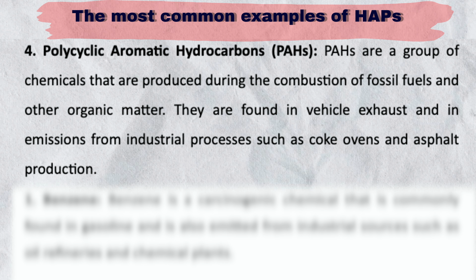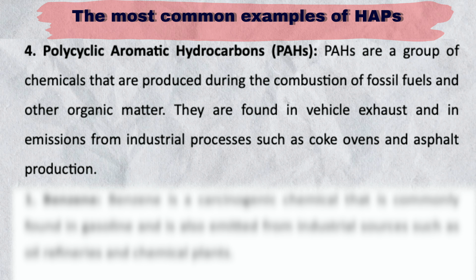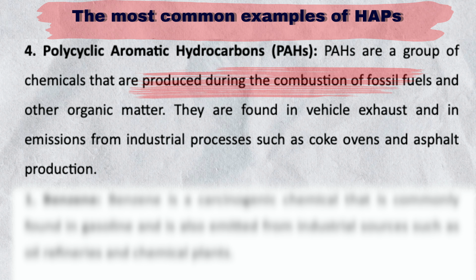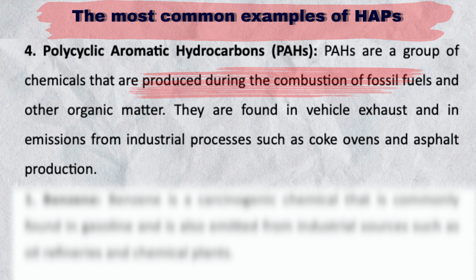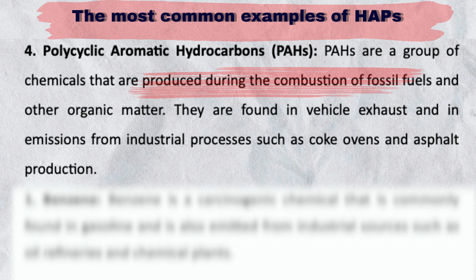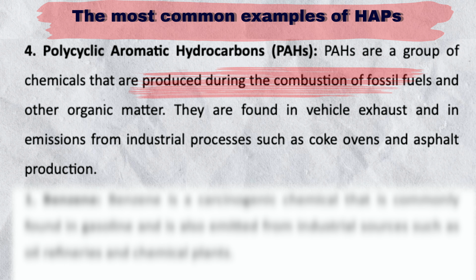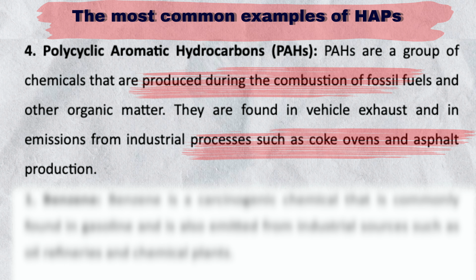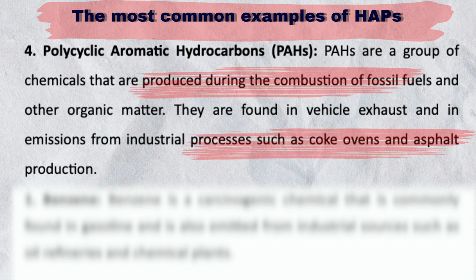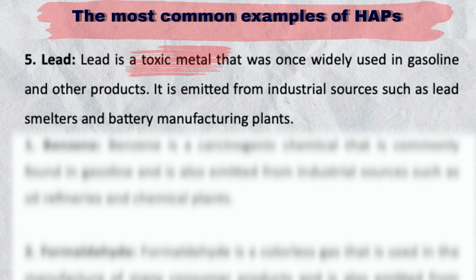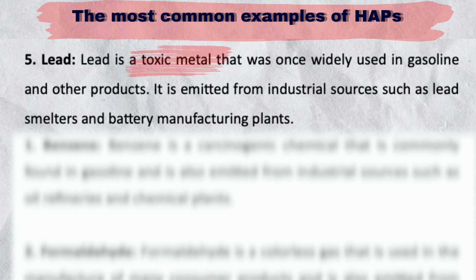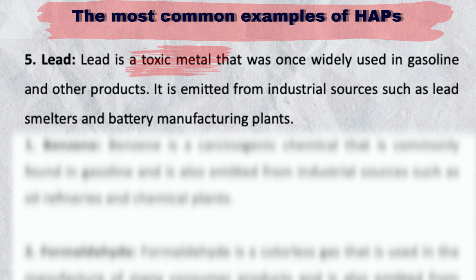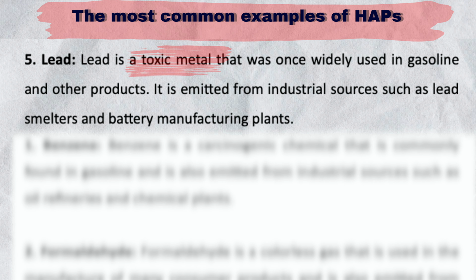Polycyclic aromatic hydrocarbons (PAH) are a group of chemicals that are produced during the combustion of fossil fuels and other organic matter. They are found in vehicle exhaust and in emissions from industrial processes such as coke ovens and asphalt production. Lead. Lead is a toxic metal that was once widely used in gasoline and other products. It is emitted from industrial sources such as lead smelters and battery manufacturing plants.